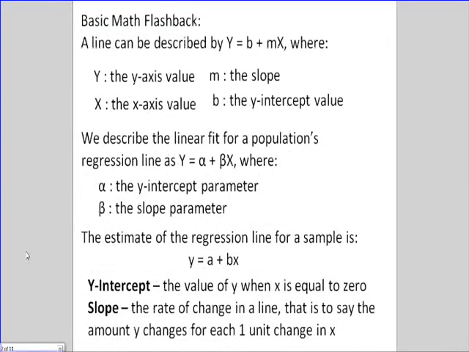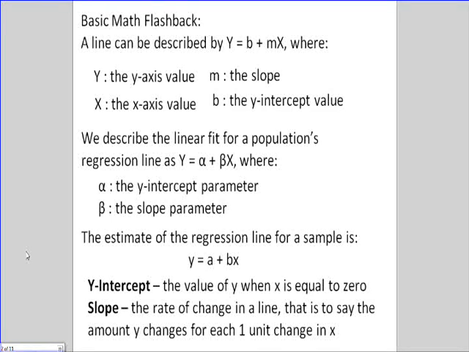When we're talking about a line, it can be described as y equals b plus mx, where y is the y-axis value, m is the slope, x is the x-axis value, and b is the y-intercept value. Now we describe a linear fit for a regression line as y equals alpha plus beta x, where alpha is the y-intercept parameter and beta is the slope parameter. For a sample, we fit it as y equals a plus bx.